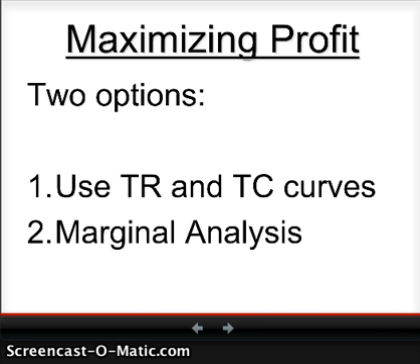Maximizing profit, we do realize that there are two different ways of calculating profit max. Use total revenue and total cost, or we use marginal analysis. The one we're going to use the most, of course, is marginal analysis. So, quick review. We've already done the total revenue and total cost.